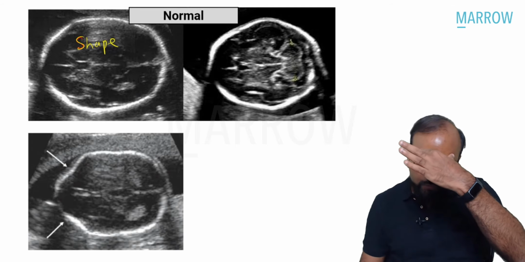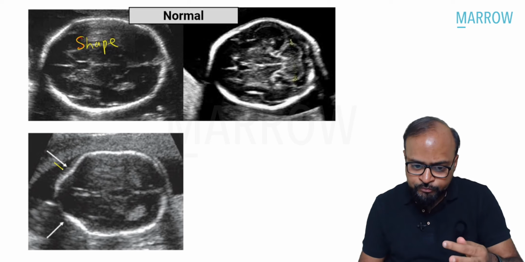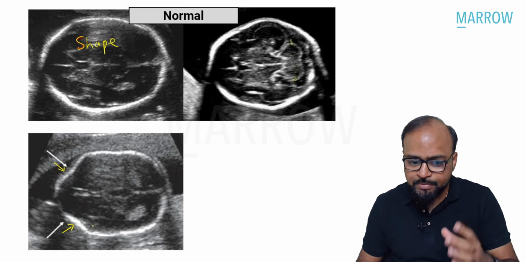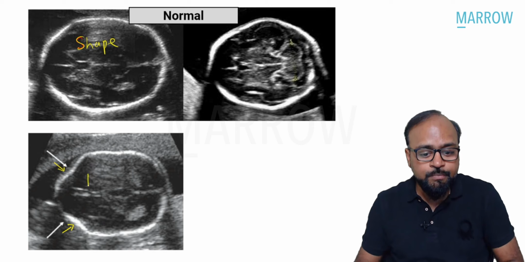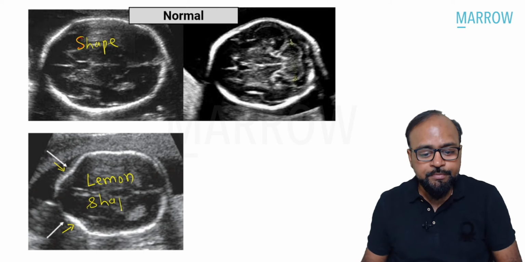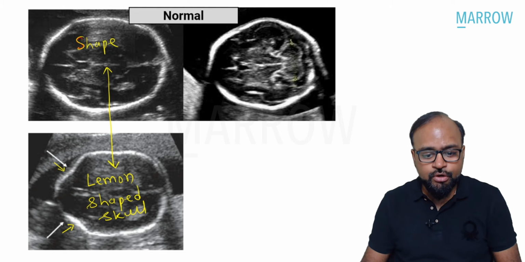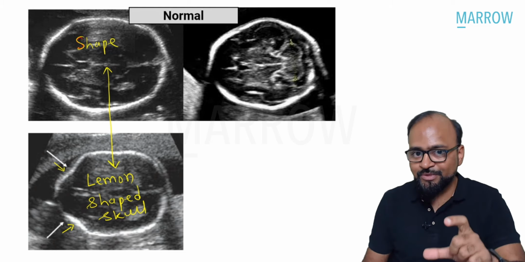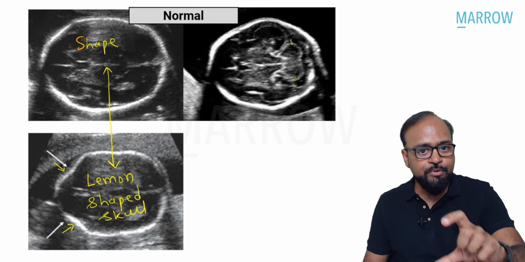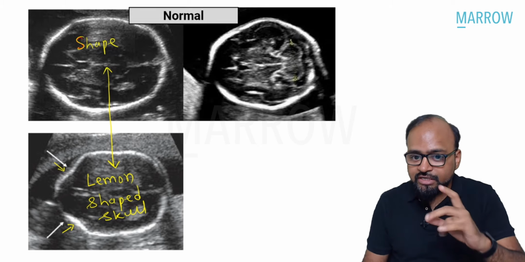It appears as if in the frontal part there is a pinch here, there is a pinch here, and there is a pinch here, and this shape is what is called the lemon shaped skull. Look at this shape and compare and contrast it with this shape. I've kept these images side by side, above and below, so that you can compare and contrast.